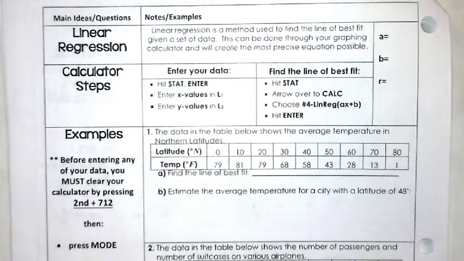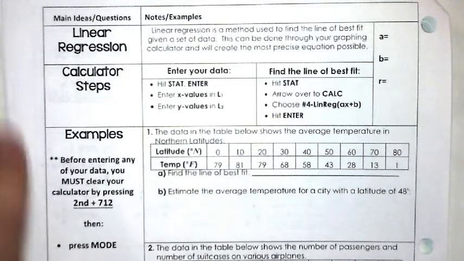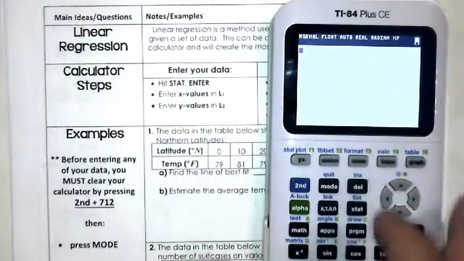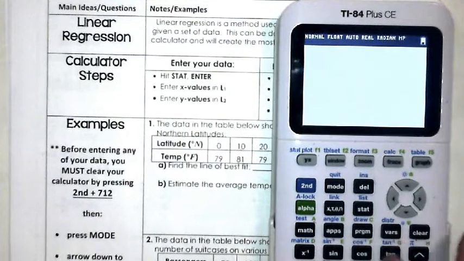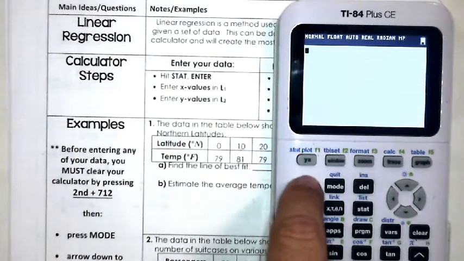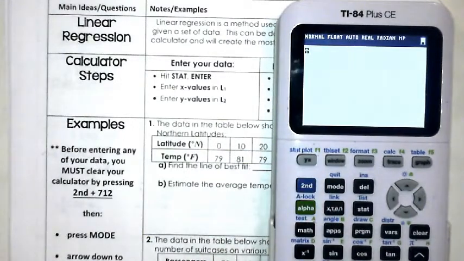This is the time of the notes where I want everyone to make sure they have a calculator. So everyone get their calculators and turn them on. Then I want you to follow my steps exactly. When the calculators are on, let me know. Sweet. Everyone hit second, plus, 7, 1, 2.